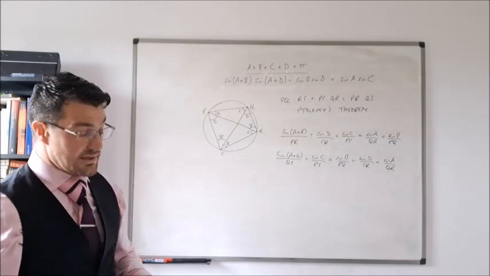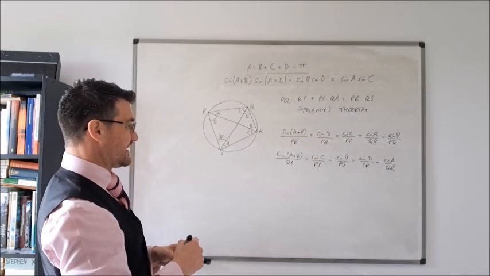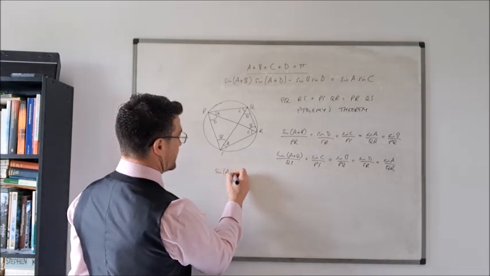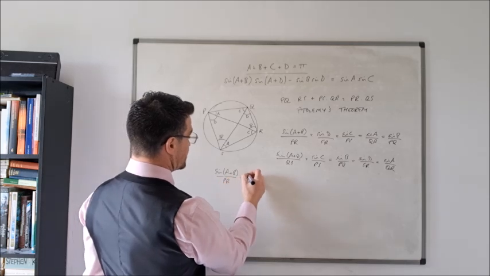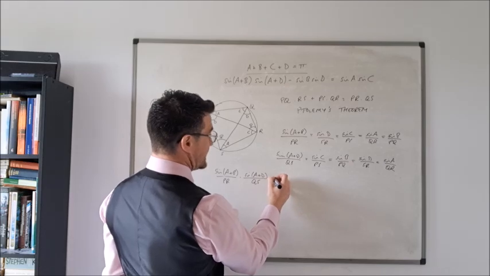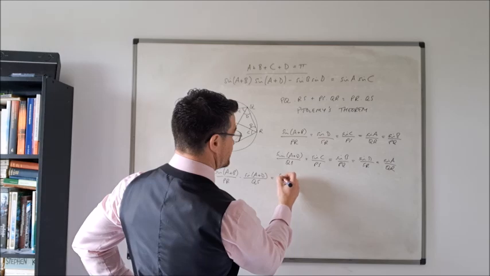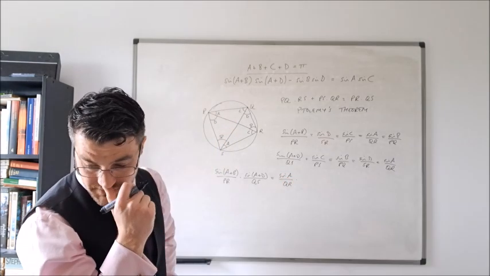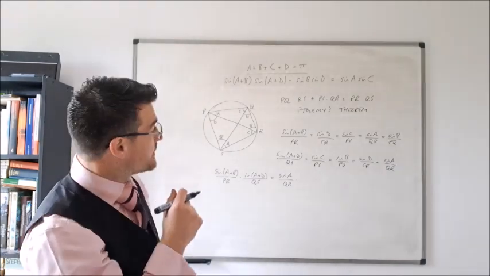And then it's simply a case of choosing amongst these which are going to be useful to combine, and in what way. So I get sine A plus B over PR times sine A plus D over QS is equal to, I'm going to refer to my notes here, so it's sine A over QR times, no, it's not, sine A over QS.